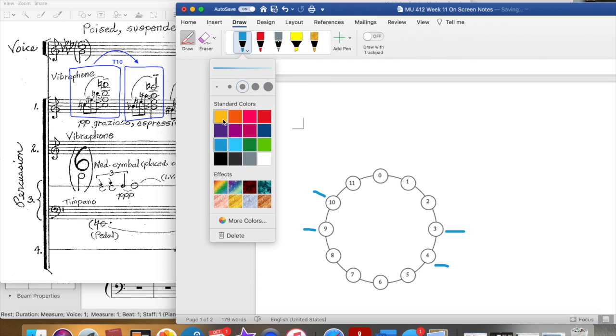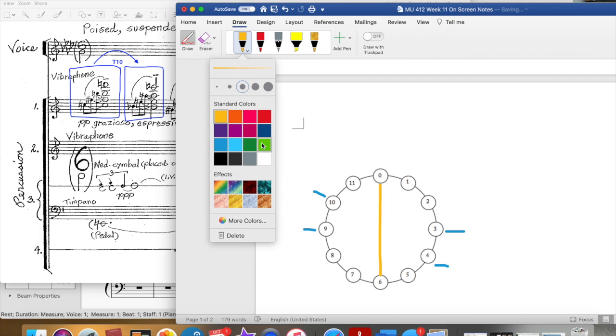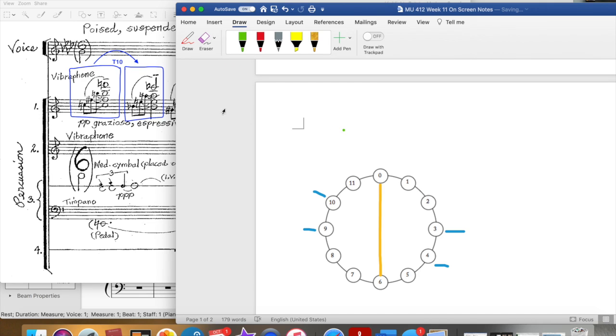Let's say we invert around this axis. And then, let's pick another more pleasing color. How about green? So when we invert around this axis, I think you'll like how straightforward this is.